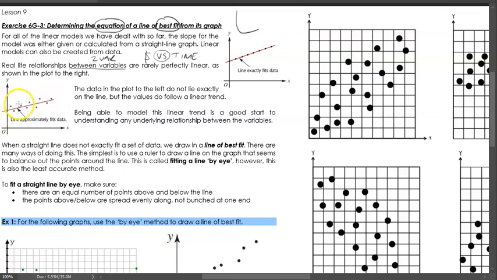And 1, 2, 3, 4, 5, 6, 7, 8, 9, 10 people were given this question and these were mapped. Obviously, it's not going to follow a nice trend line like this. It kind of hovers around this line, but we can put in what's called a line of best fit. Being able to model this linear trend is a good start to understanding any underlying relationship between the variables.